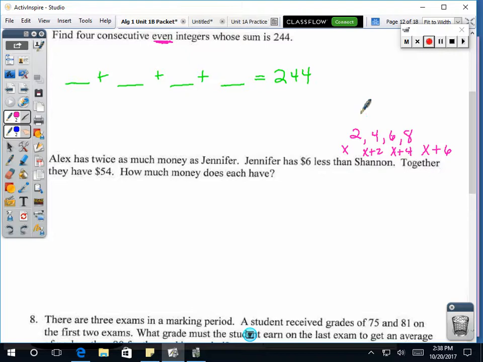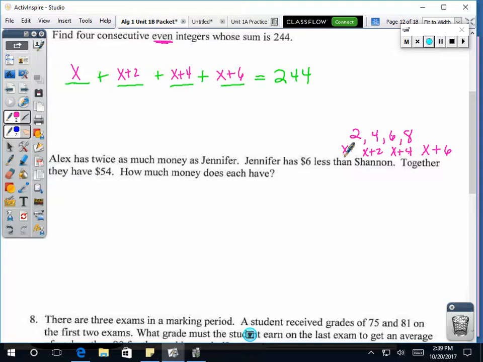All right. So now look. It's x, x plus 2, x plus 4, and x plus 6. Well, I'm just trying to get you to understand that a consecutive even integer is like 2, 4, 6, and 8. But those aren't the right answers for this problem because those don't add up to 244. They just help us understand where this comes from. Because if 2 is x, then 4 is x plus 2, 6 is x plus 4, and 8 is x plus 6.